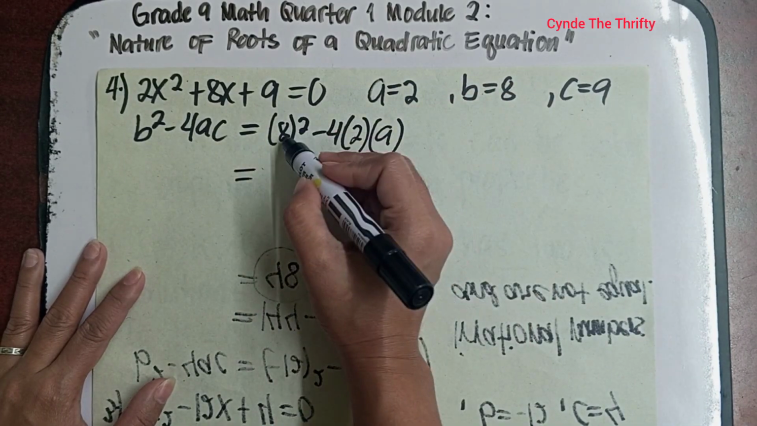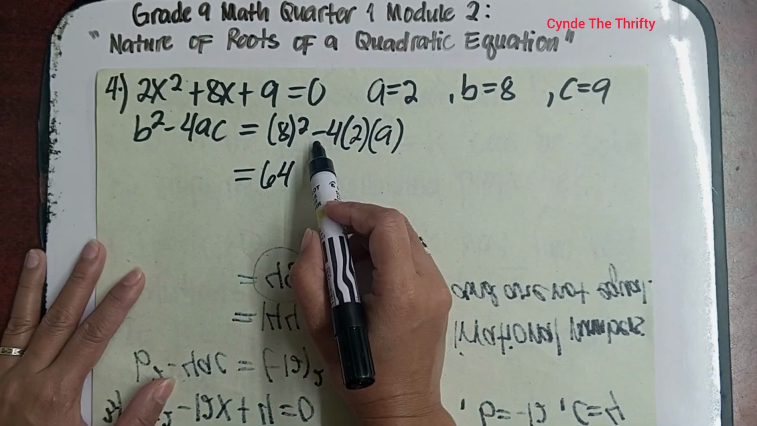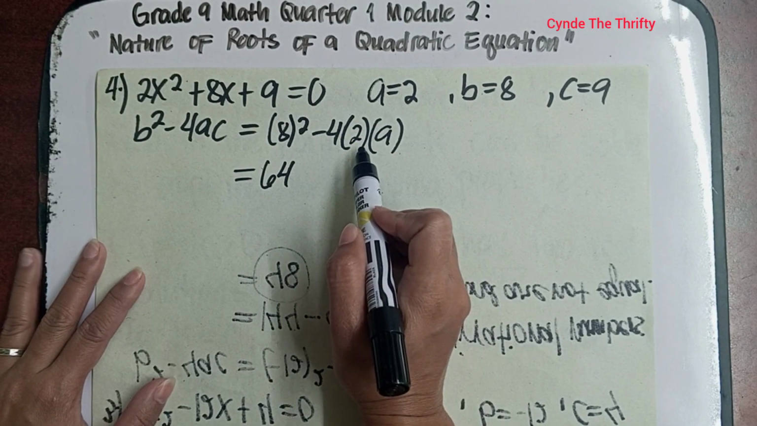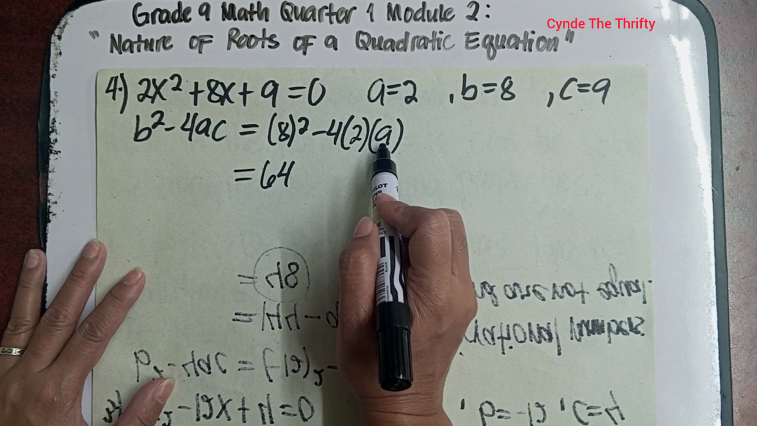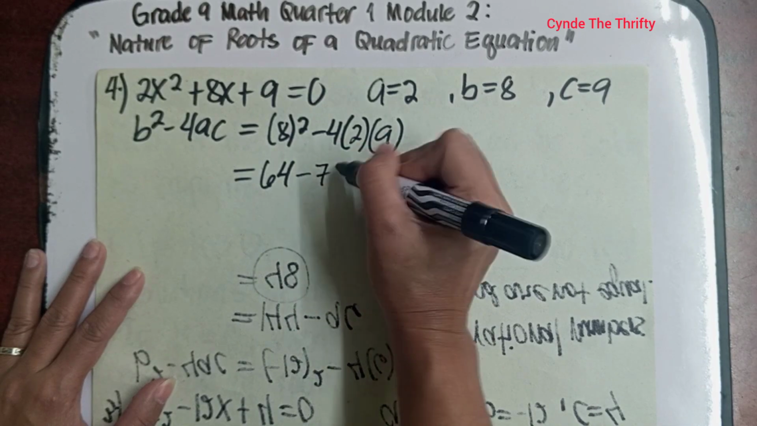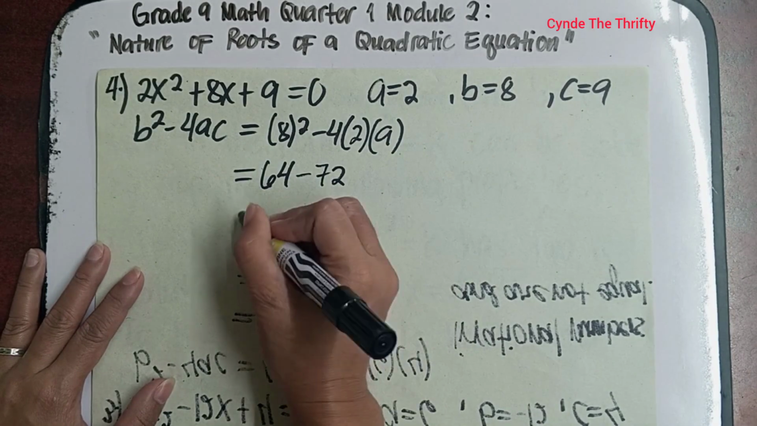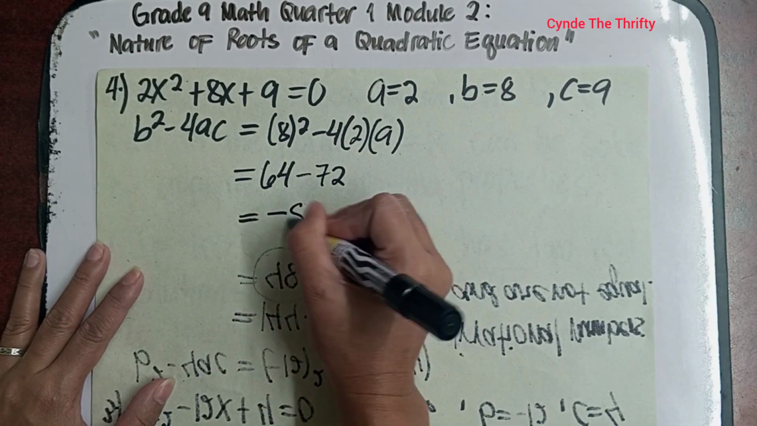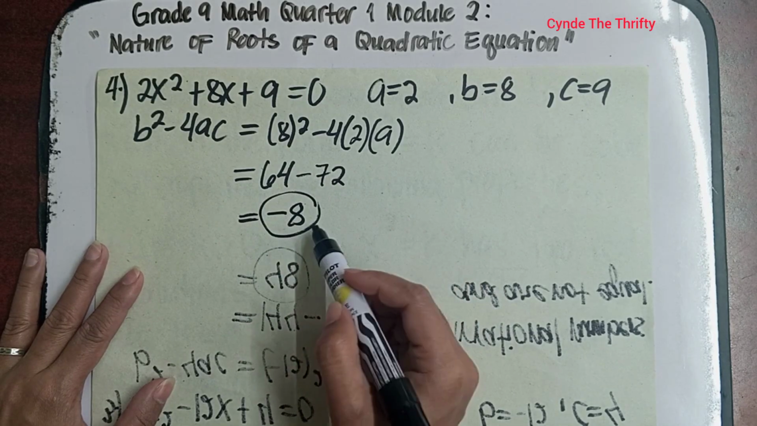Okay, so 8 squared or 8 times 8 is equal to 64. Negative 4 times positive 2 is equal to negative 8. Negative 8 times positive 9 is equal to negative 72. Positive 64 minus 72, ang sagot is negative 8 kasi mas malaki si negative. Okay, so ang discriminant natin is negative 8.